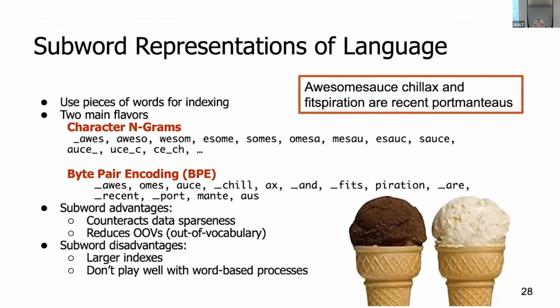There are some disadvantages. The two main disadvantages are that they tend to build larger indexes because not every character begins a word, but every character begins a character engram. This is not so much true of the byte pair encoding, but the other thing is that they tend not to play well with word-based systems. So if you do everything in terms of pieces of words, and then you have some system over here that deals with words, a parser or something, you have to have some way to glue the pieces back together. And so that's an issue for these types of tokens.